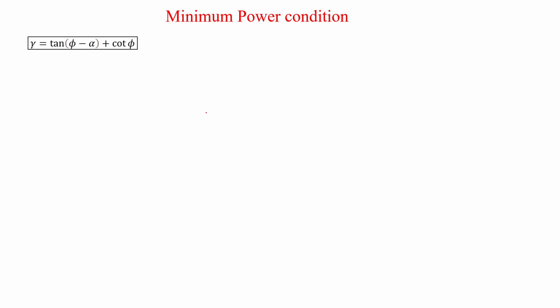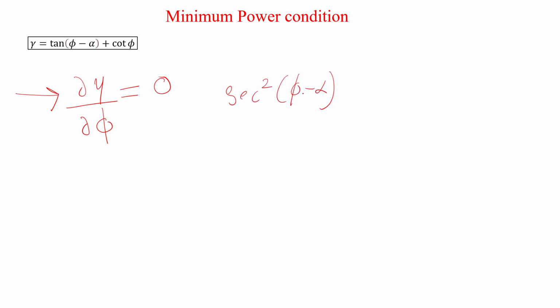So when we find the minimum of something, what do we do? We differentiate it and put it to 0, right? So what we will do? del gamma by del phi equal to 0, because rake angle is constant. So when we do it, what is the differentiation of tan? sec square (phi minus alpha), and what is the differentiation of cot? Minus cosec square phi, equal to 0.